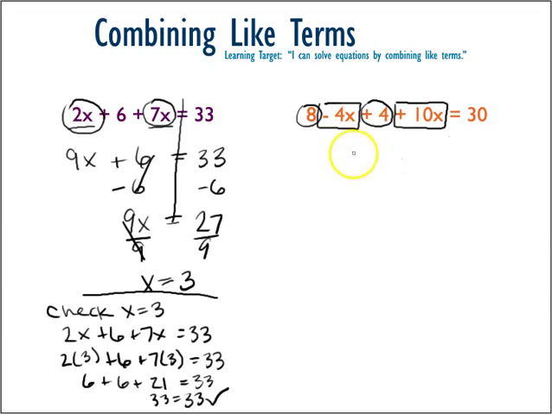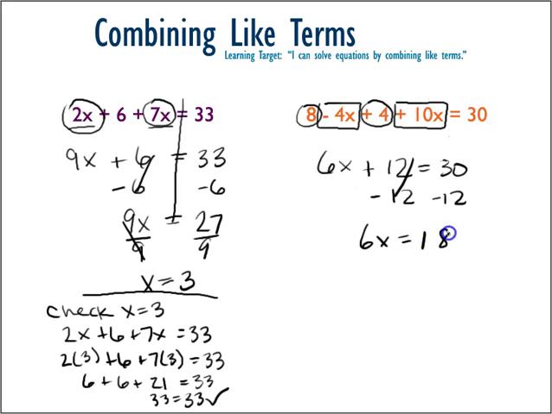So let's combine the x's first. I have a negative 4x and a positive 10x. So we've got to get our integer brains working. It's really a 10 take away 4, so this is a 6x when you combine those. And a positive 8 and a positive 4, that's easy. You get 12. And the whole thing equals 30. I'm going to subtract my constant, and I get 6x equals 18. And now I divide by 6.